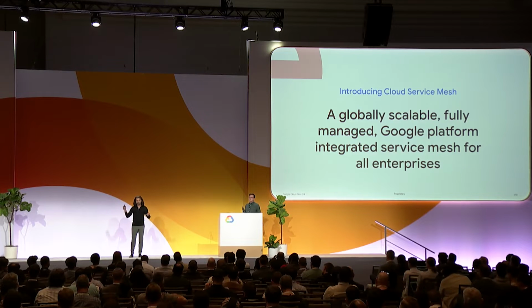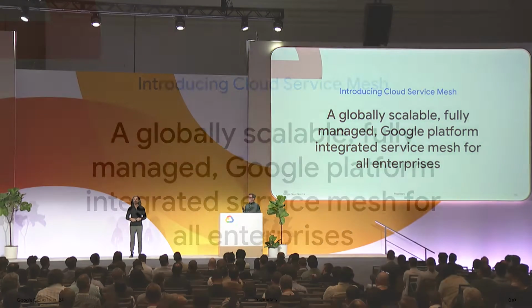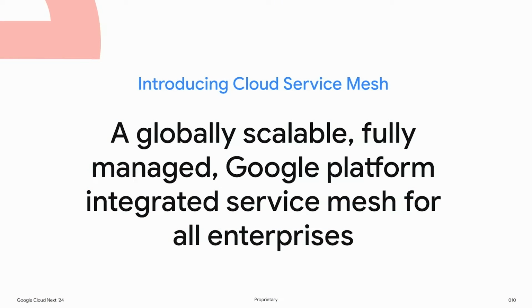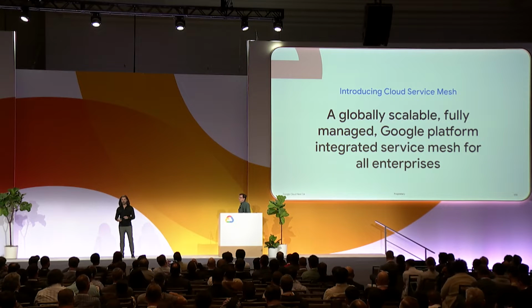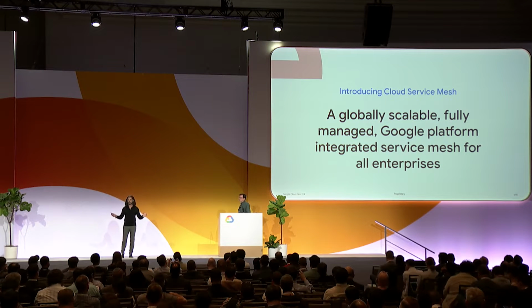So pretty psyched and jazzed to pre-announce the new product that we're coming out with. It's called Cloud Service Mesh. It is actually a convergence of both products. It's sort of the best of both worlds. We're going to talk a little bit more about that. It is a globally scalable, fully managed, Google Cloud Platform integrated service mesh for all enterprises.